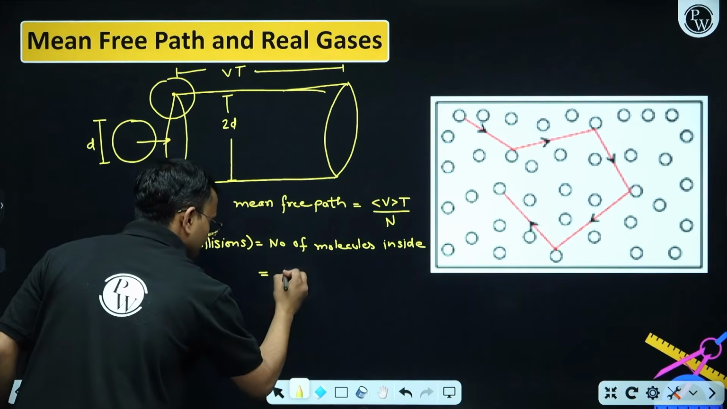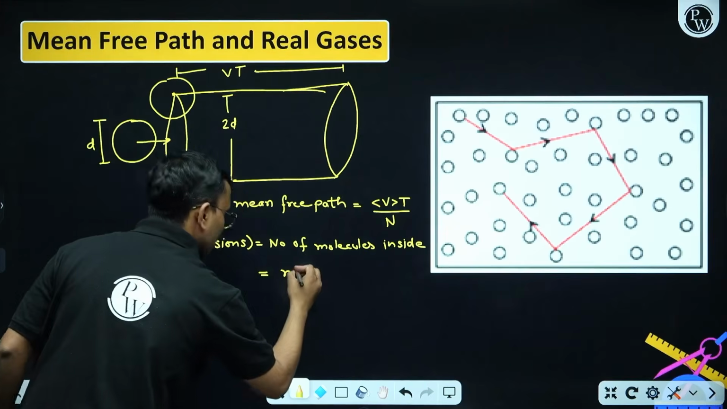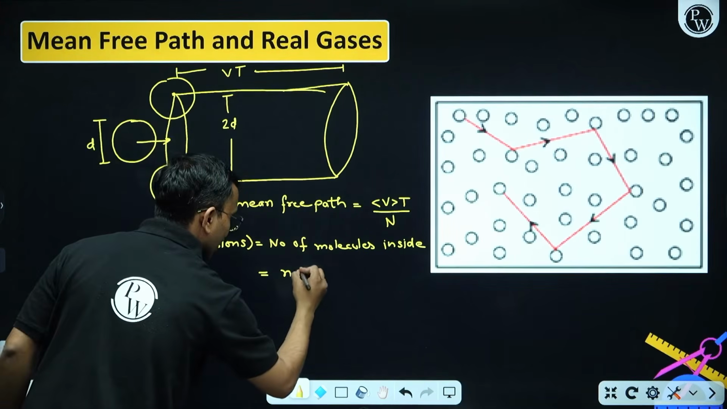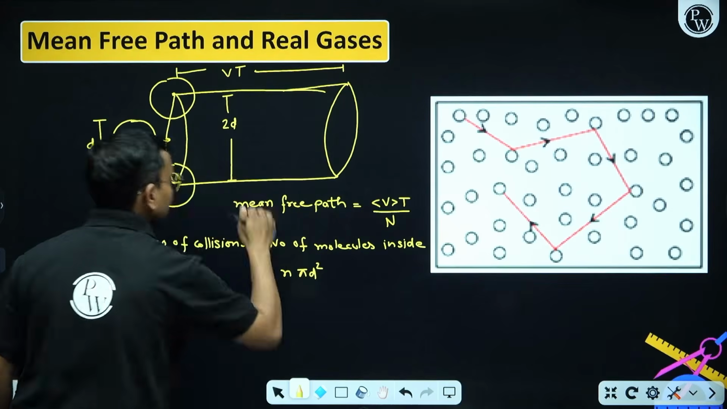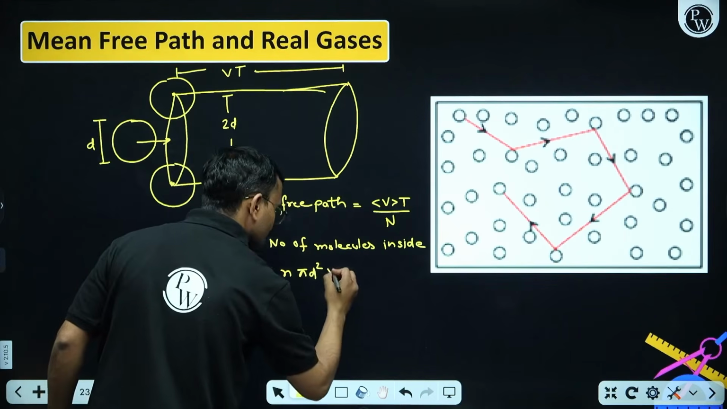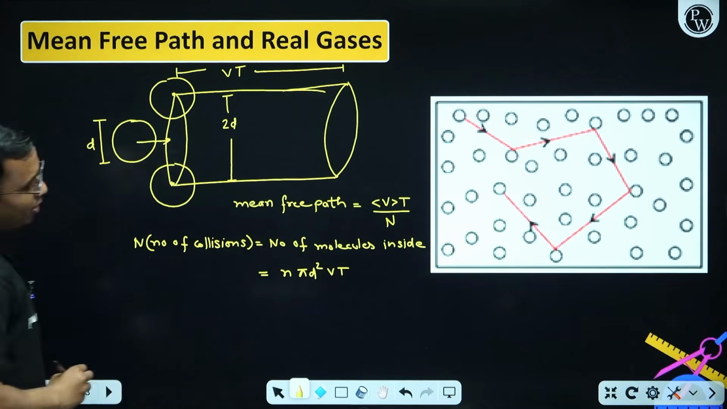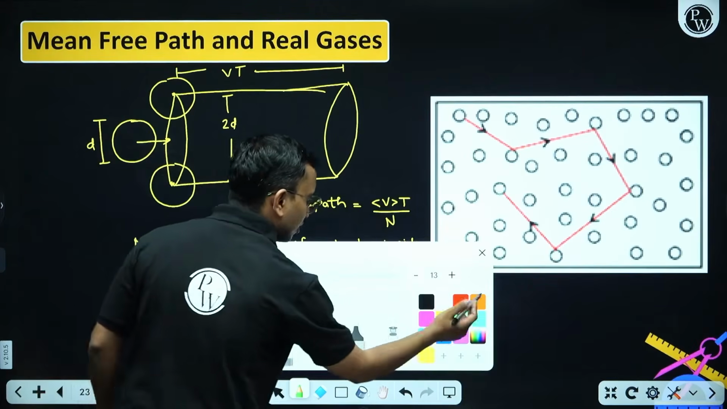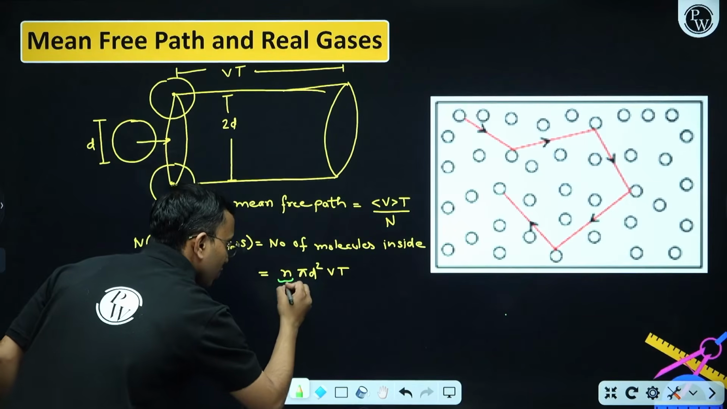Into this volume. How much is this volume? Pi r square h, where the radius is d here. So pi d square into h, where h is v into t. n is the number of molecules per unit volume.